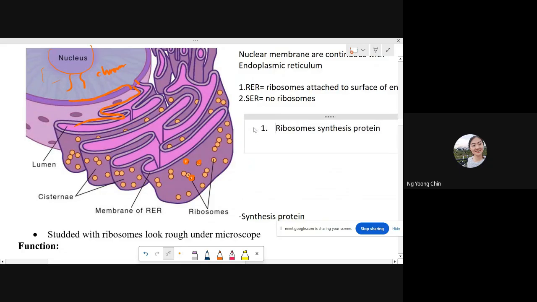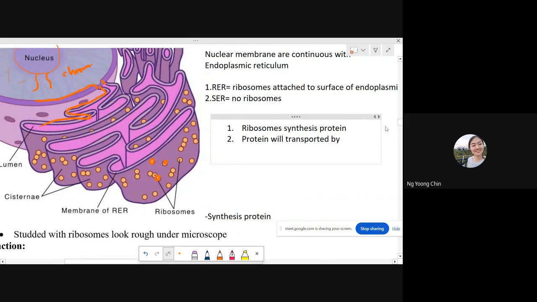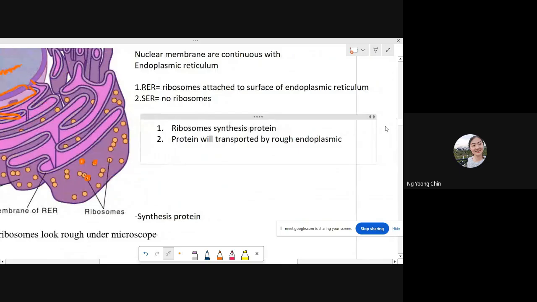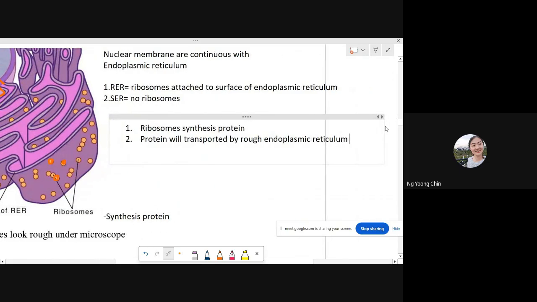Then after the ribosome helps to produce the protein, the protein will be transported by the rough endoplasmic reticulum to reach the Golgi apparatus. So those are the procedure.